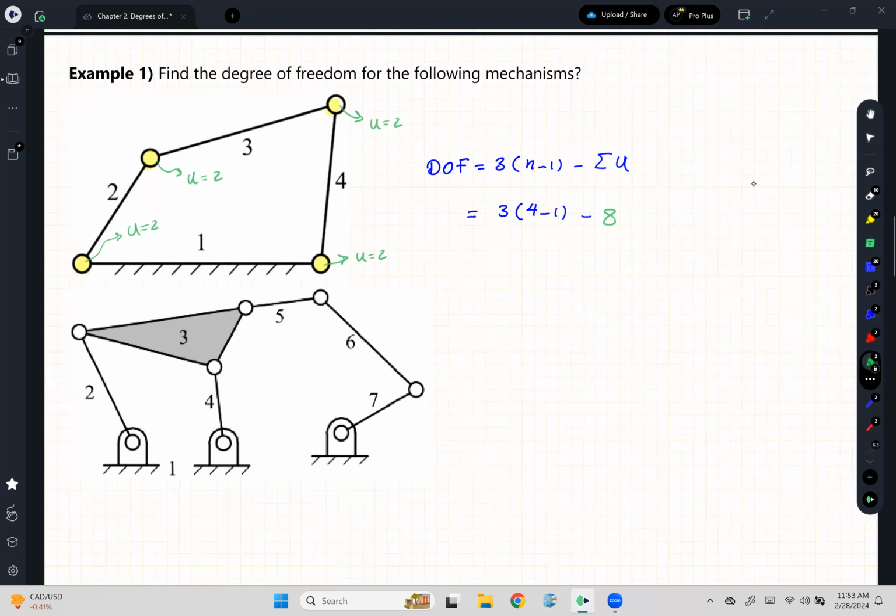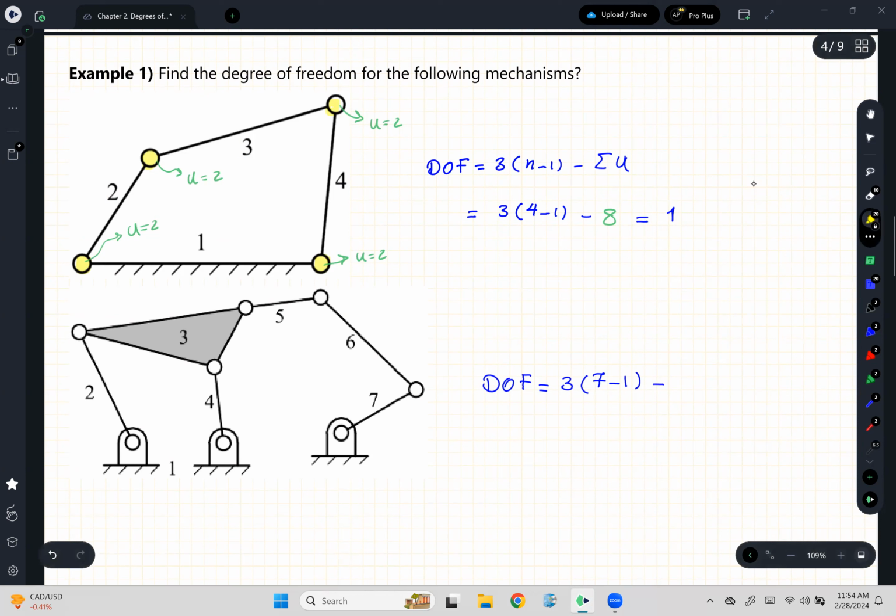So the sum of all those constraints there is 8. Oh, look at the second mechanism. It looks like a very complicated mechanism. What is the degrees of freedom of this mechanism? 3 times 7 minus 1, minus... and I let you count the number of U's.